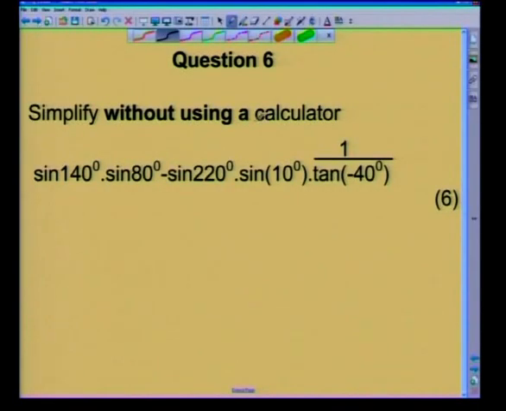Okay, now you can see without using a calculator coming in here again. So again, they're saying to you, even if you are using the calculator, make sure you show all steps so they are unaware that you are using it. And they ask you to simplify it.